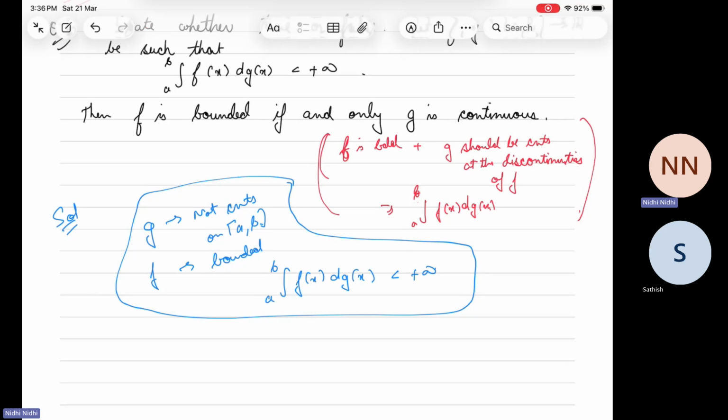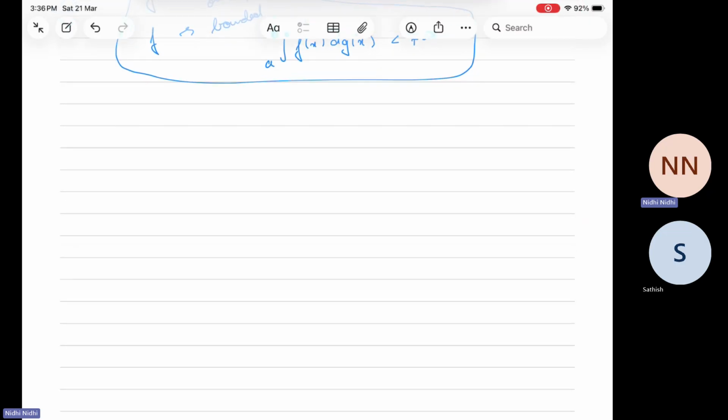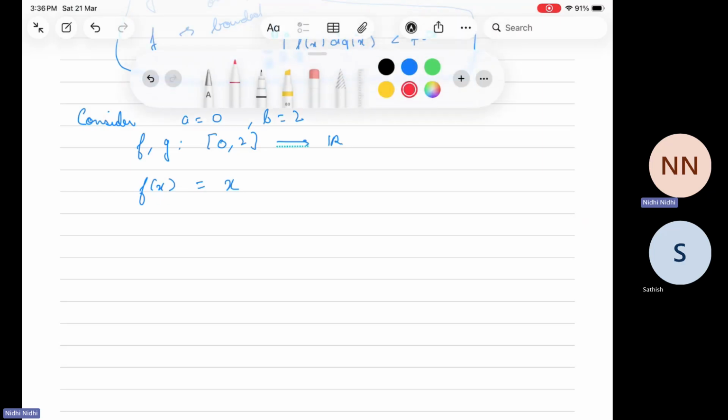The one that I had used is as follows. If we consider this closed interval [a, b] to be just the closed interval [0, 2], consider a equals 0, b equals 2. We define functions f and g from [0, 2] to R as follows. This function f(x) is equal to the function x. So clearly this function f is bounded.